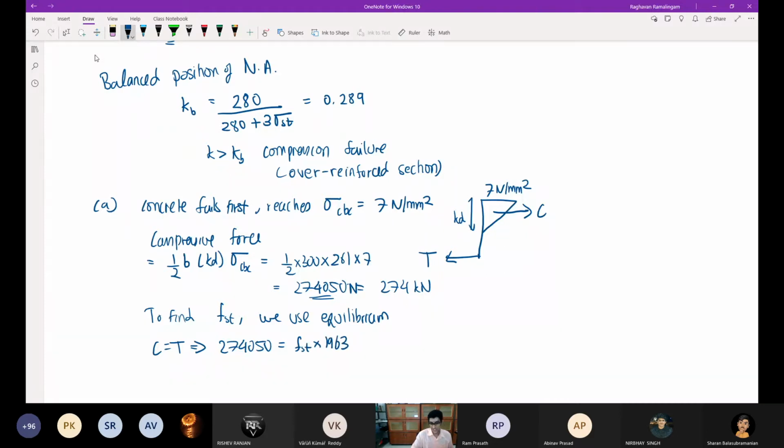This gives the total force in steel, and from this you can get FST equals 274050 divided by 1963. How much do you get? Sir, approximately 139.6. Okay, 139.6. Others get 139.6.